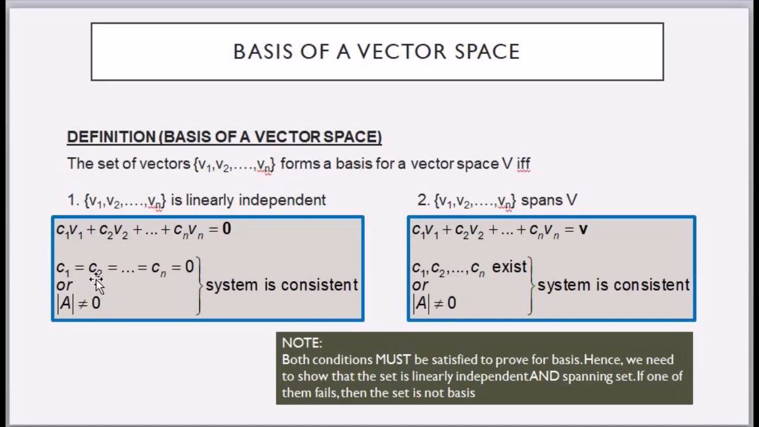That is when C1 equals C2 until Cn is equal to 0, or C1, C2, Cn exists, and determinant of A must not equal 0. Okay, remember, in order to prove a basis, both conditions must be satisfied. So, the set must be linearly independent and span V. If one of them fails, let's say the set is only linearly independent but does not span V, then the set is not a basis.